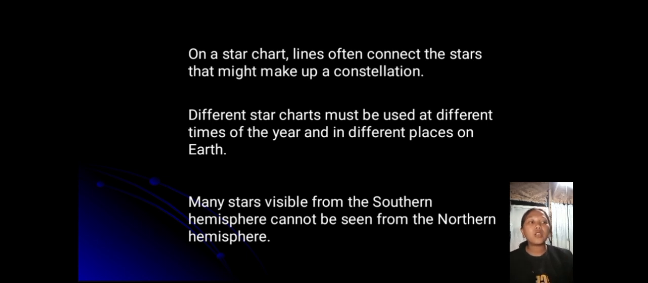Next, on a star chart, lines connect the stars that might make up a constellation. Different star charts must be used at different times of the year and in different places on Earth. So different star charts must be used at different times of the year. And many stars visible from the southern hemisphere cannot be seen from the northern hemisphere.